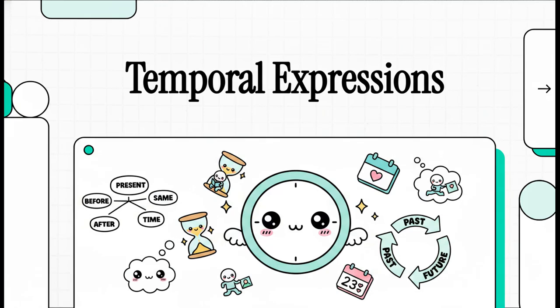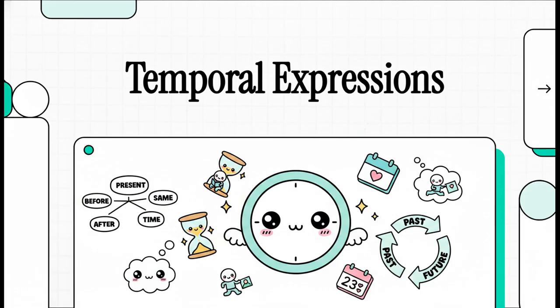Welcome to the Explainer. Today we're taking a really deep dive, a rigorous academic breakdown actually, into Thema 23, Simultaneity, Anteriority, and Posteriority. Now I know that sounds like a mouthful, but this topic is absolutely crucial if you're aiming for C2 level English mastery.